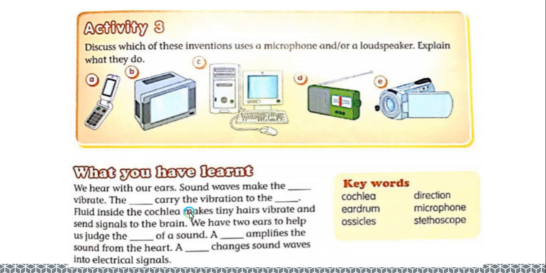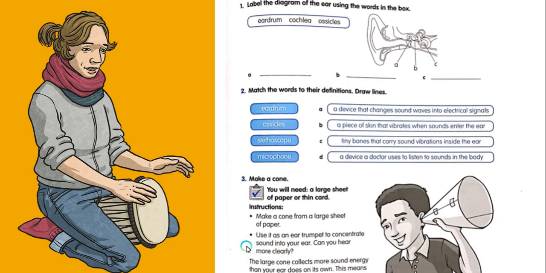And what you have learned so far about the cochlea, the eardrum, ossicles, direction, microphone, and stethoscope, all these are the keywords we're going to use in the What You Have Learned section. And here is the workbook. We're going to label the parts of the ear. You can check it out in your textbook: what is A, what is B, and what is C. And in B, you will match the words to their definitions: eardrum, ossicles, the stethoscope, a microphone.